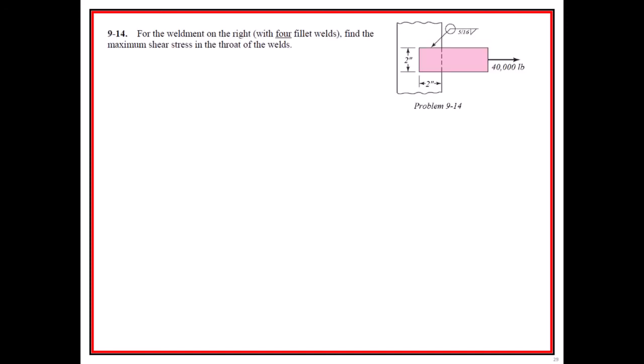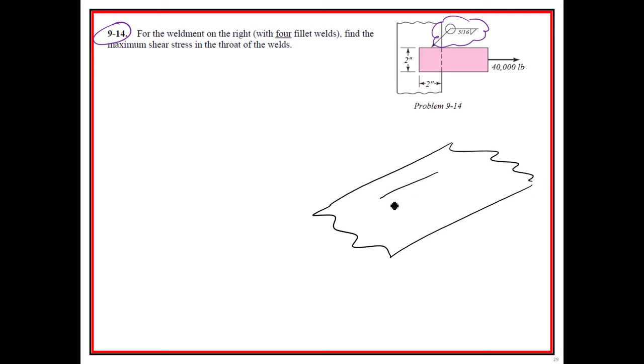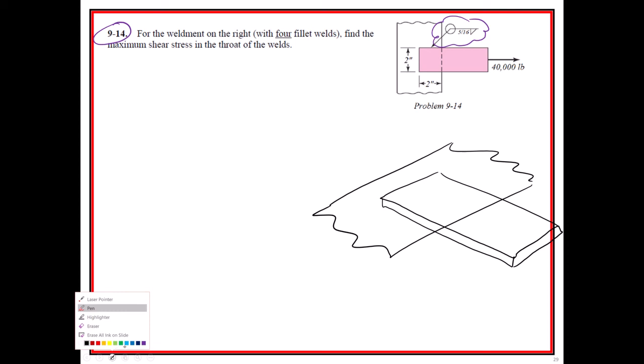Now, if we look at problem 914, which is a similar problem, except now you'll see that we have a different welding symbol. And what that welding symbol will mean, I'll draw this in 3D again. If we have a plate, and I didn't make that look see-through right here. What we will do is we will weld all the way around.